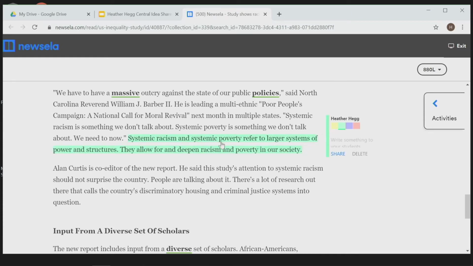Systemic racism and systemic poverty refer to larger systems of power. They allow for and deepen racism and poverty. That's a problem. If we don't talk about it, then those things get worse.